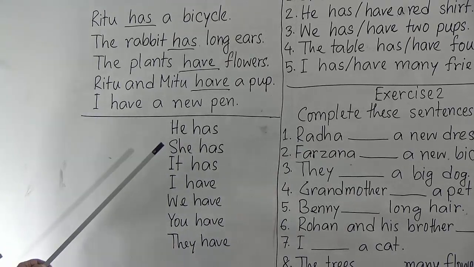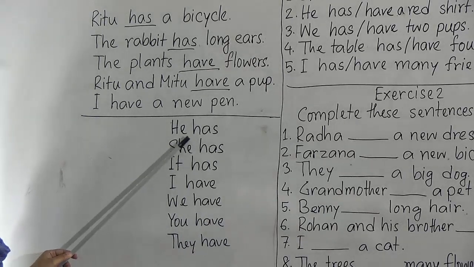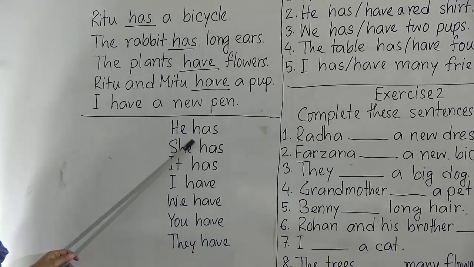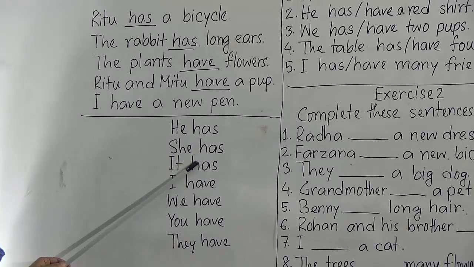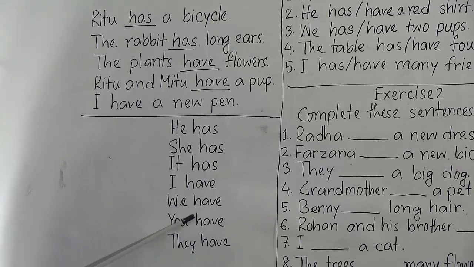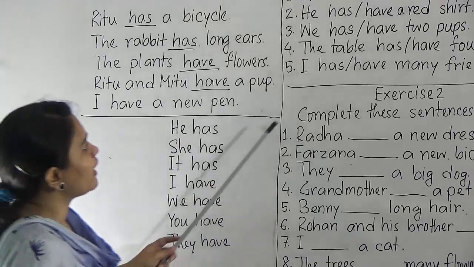So when we are talking about only one person or one thing or one animal or one bird, we will use has. And when we are talking about more than one person, thing or animal, we will use have verb. Okay, now we will do the exercise.